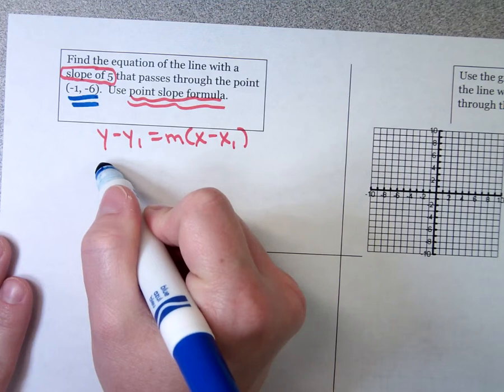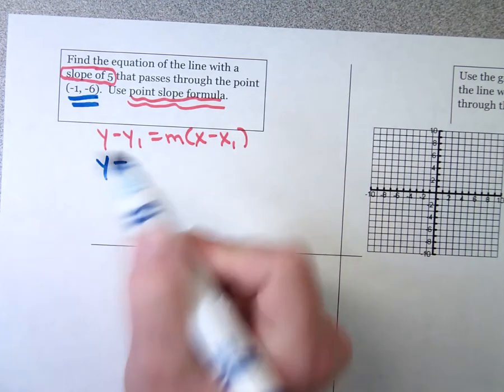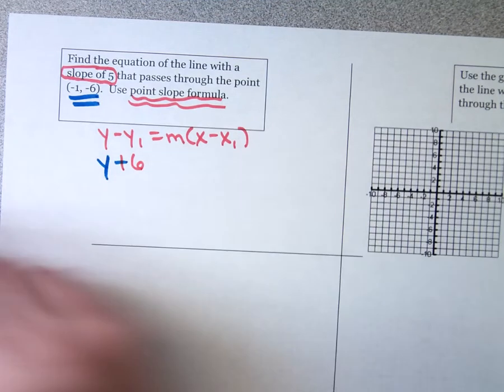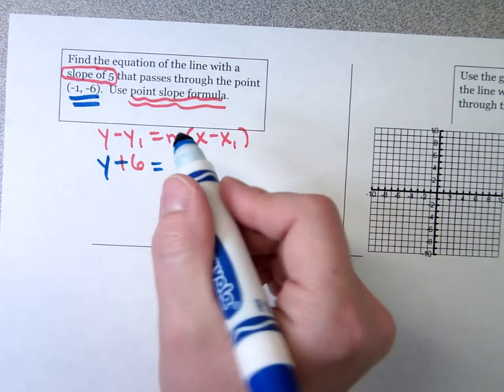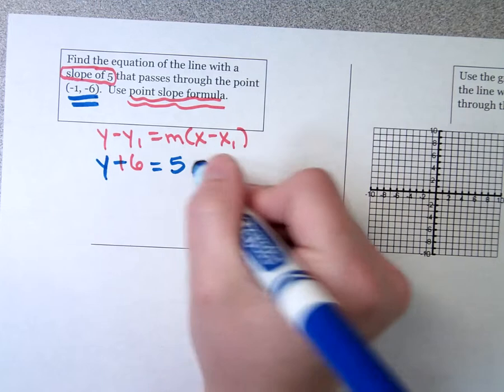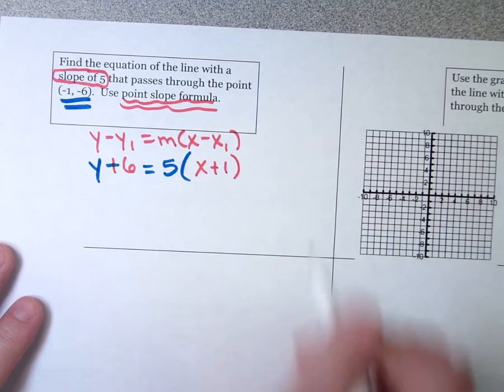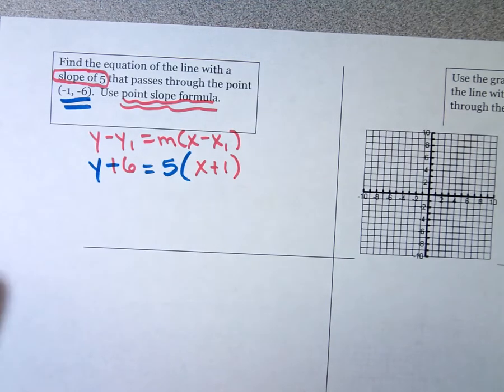Is it y equals 5x minus 1? Well, hang on. So it goes y minus what? Plus 6. It'd become a plus 6, beautiful, equals the slope, which is 5. And then in parentheses, it's going to go x minus a plus 1 because it's a minus a negative. Okay, let's clean that up.